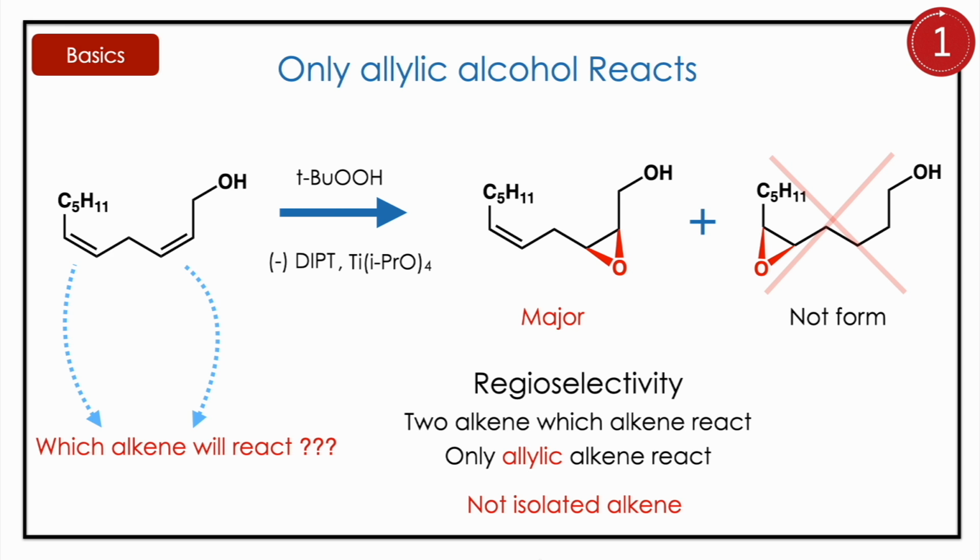Next basic is regioselectivity. Suppose you have two alkenes in the system, which will get into the epoxide. Here I have shown the example. One is an allylic alkene, another is a side chain alkene. Since both are alkenes, the concept involved is regioselectivity. Here OH acts like an anchor. Here OH is the functional group that acts like an anchor. So the allylic alkene reacts, not the isolated alkene. So the concept we have to learn here is that only the allylic alkene reacts, not the isolated alkene.